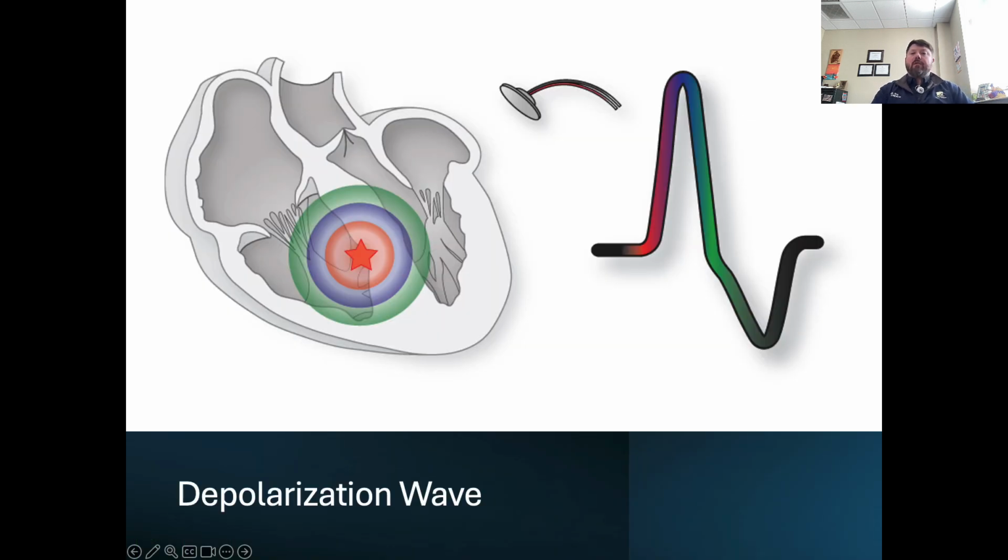So an irritable focus, which is represented by this red star, acts as a pacemaker and causes an impulse to occur. This gives rise to a depolarization wave that radiates outward, as you notice by the different colors, by direct cell-to-cell transmission until all the ventricles are depolarized. Note the color-coded sections of the depolarization wave and the complex. So the color codes here match with the wave.